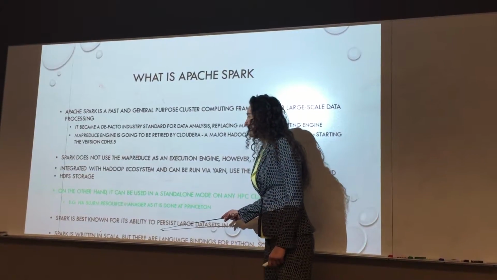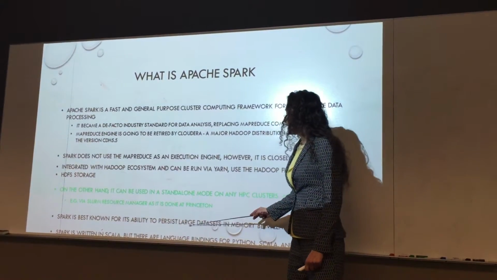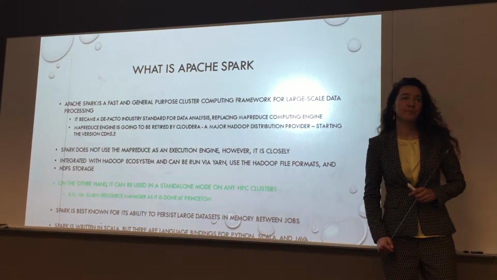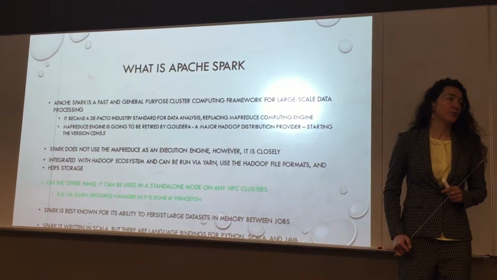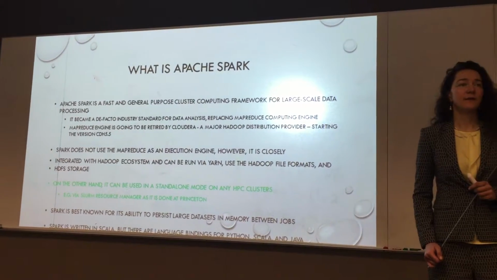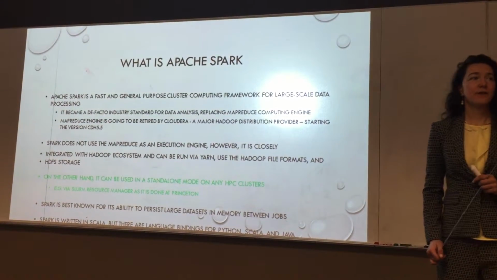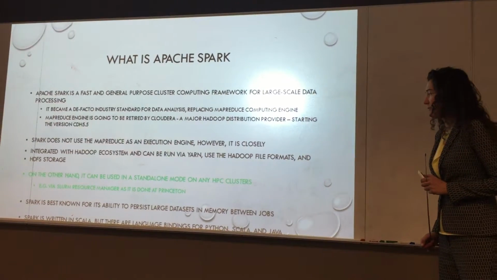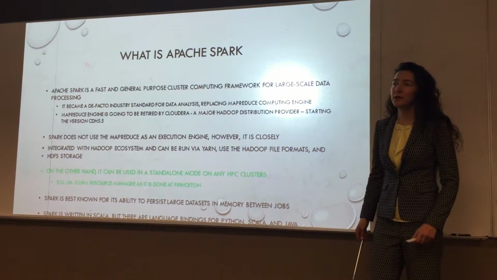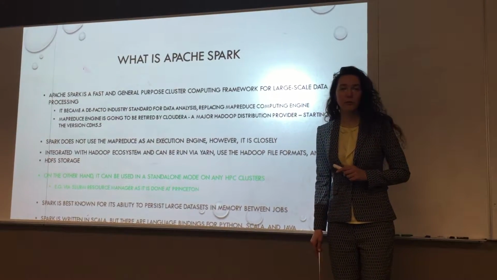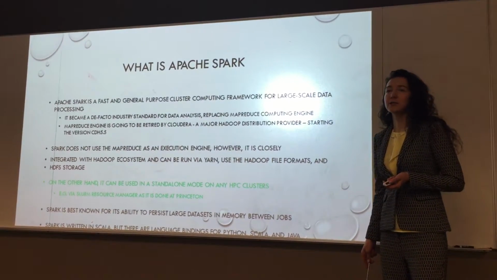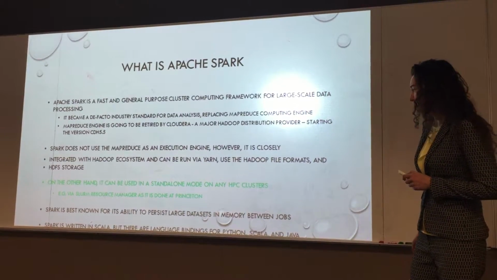The main advantage of Spark is that it can persist large data sets in memory between jobs, which MapReduce cannot do. So if we have multiple jobs that need to share data and transfer it between each other, then MapReduce is not very efficient with that. On the other hand, Spark is able to cache and keep data in memory while it does processing in between multiple jobs, and that is pretty much the reason why it is so much faster than MapReduce.